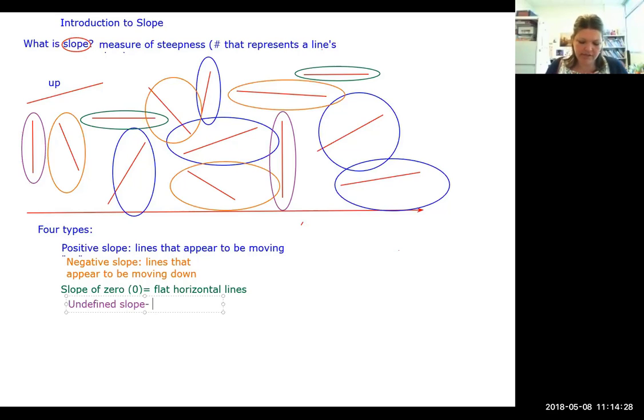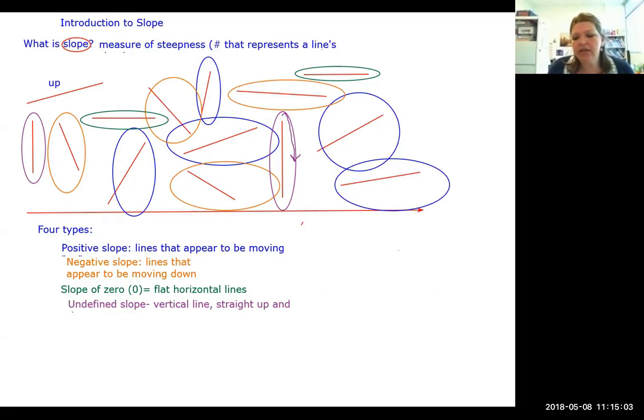Now, this is one that students forget a lot. They forget the undefined slope, probably because it's not as intuitive. I often joke with my students that a vertical line is like falling off a cliff. And guys, the second you start falling off a cliff, your life is undefined. You're falling off a cliff, you're probably about to die. You've got an undefined life. Okay, so my vertical lines are my undefined lines.